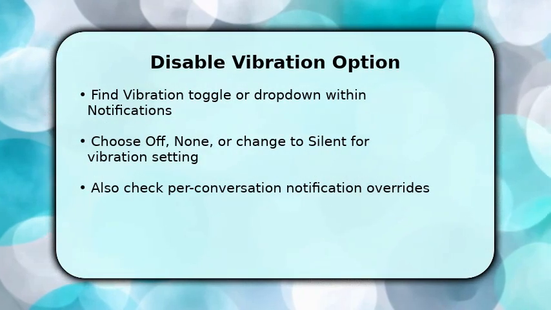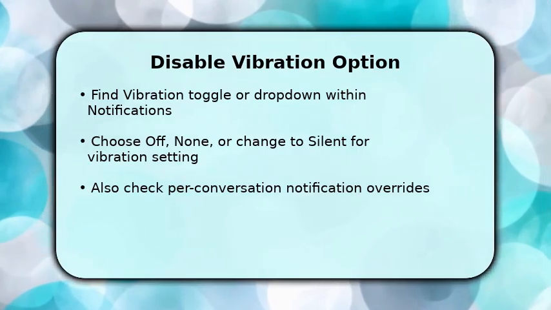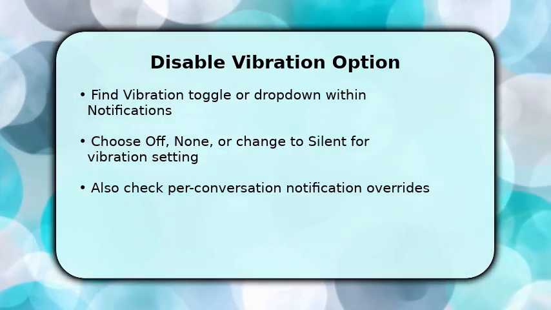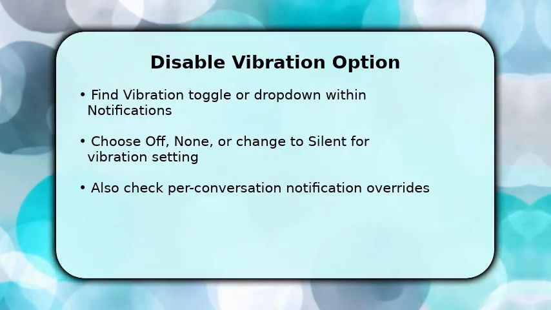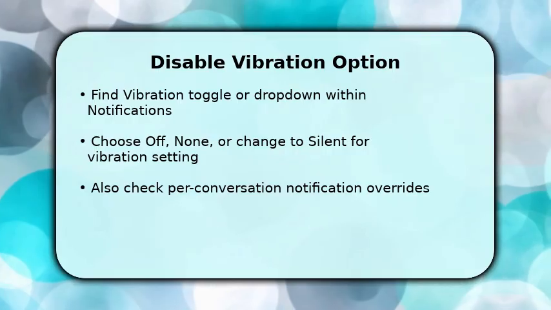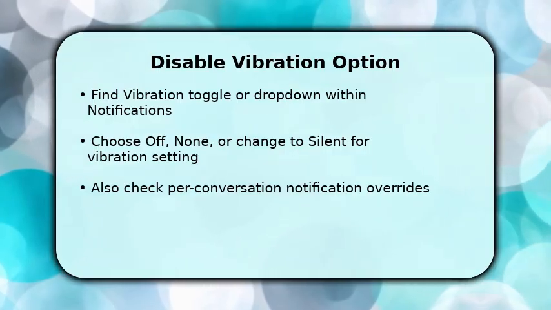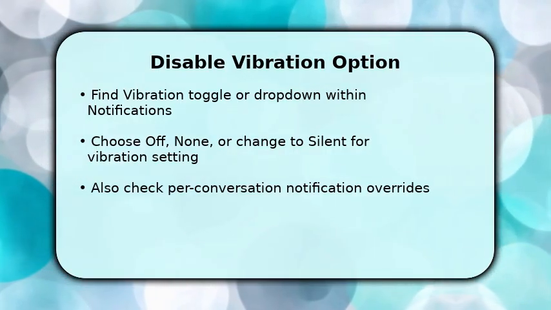Now, find the vibration toggle or drop-down inside notifications and switch it to off or none. Some apps label it silent or vibrate off. You might see presets like default, short, or custom. Pick the option that explicitly disables vibration.